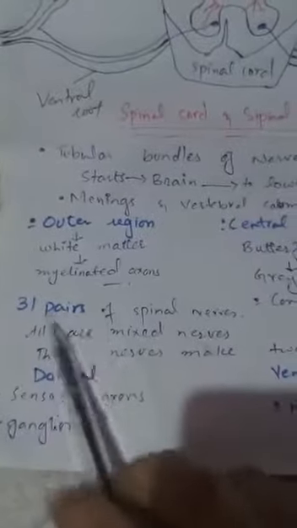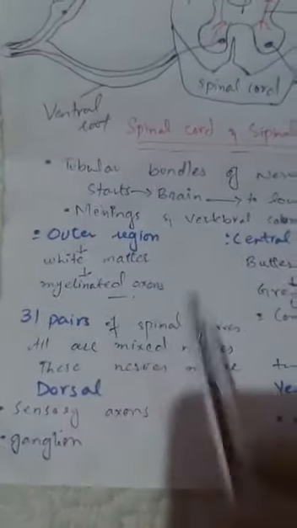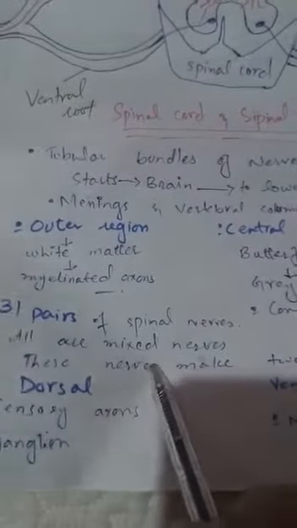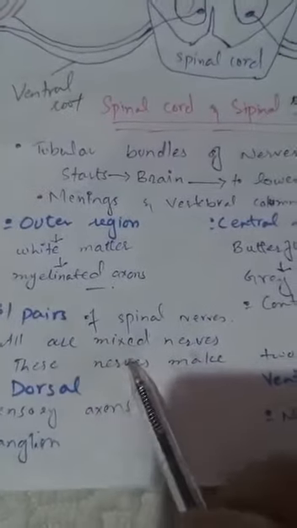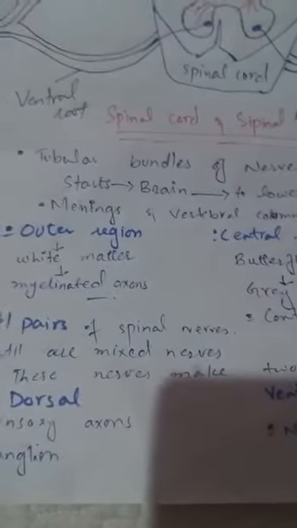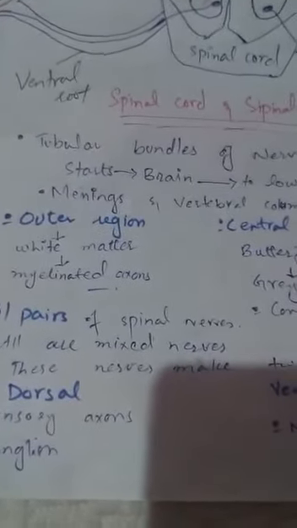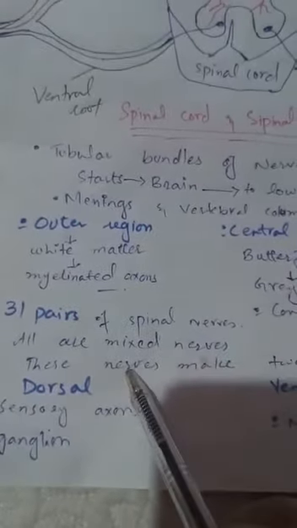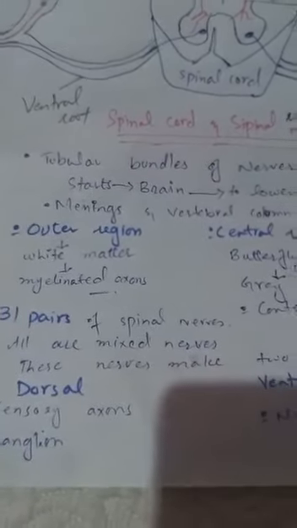As you see in that class, the spinal cord is made up of nerves. So 31 pairs of spinal nerves are present in the spinal cord, and all these spinal nerves are mixed nerves. It means these mixed nerves contain the axons of sensory nerves and also the axons of motor nerves. So these nerves are also known as mixed nerves.